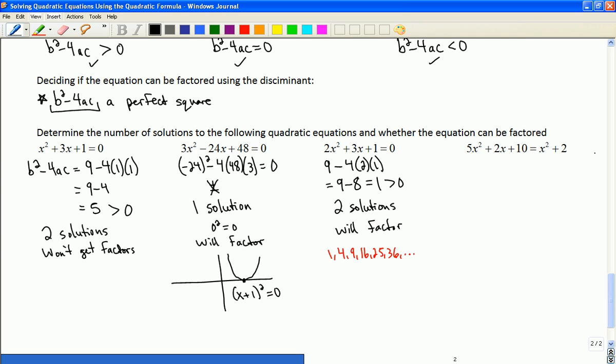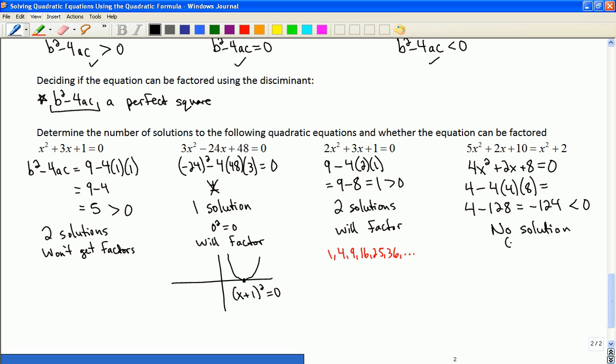Okay, so in the last one, remember it always has to be in standard form. So really what we're dealing with here is 4x squared plus 2x plus 8 being equal to 0. So b squared minus 4ac is 4 minus 4 times ac. So that's going to be 4 minus 128, which is negative 124. And that's less than 0, so there'll be no solution here. And I suppose we should put no real solution. Again, this would require complex numbers in order to solve, so it's not something that we'll be looking at. We'll call this no solution.